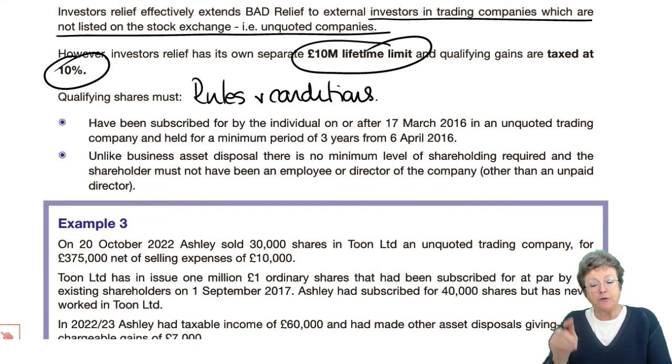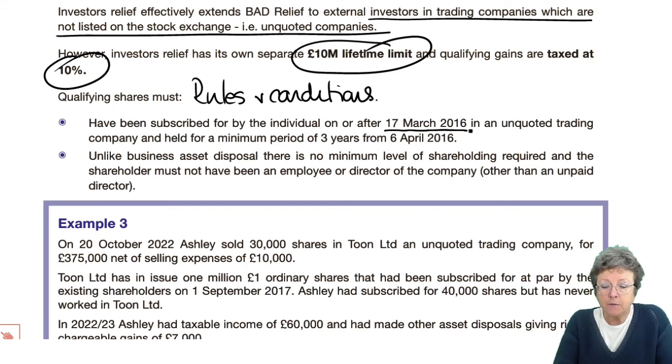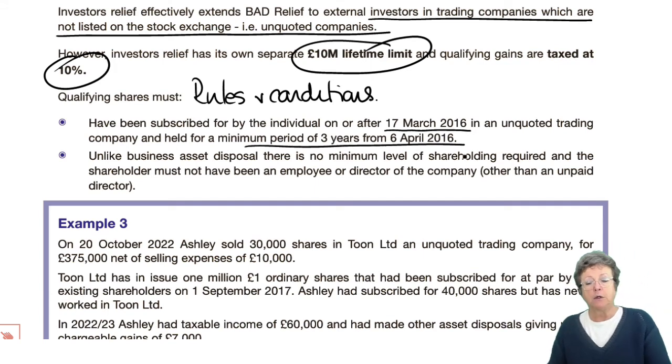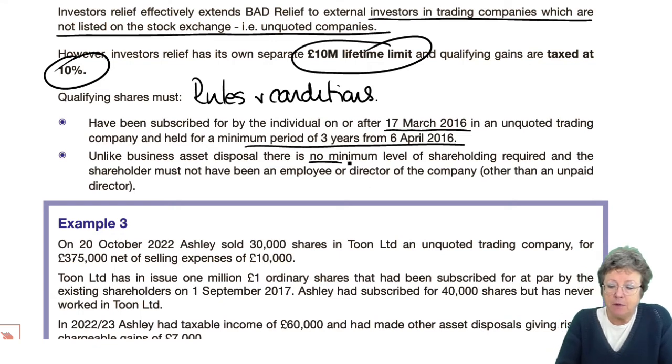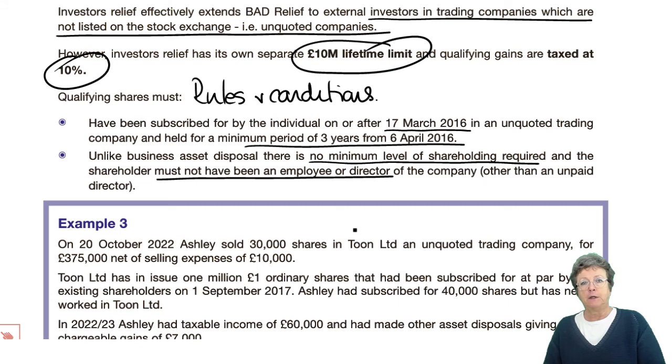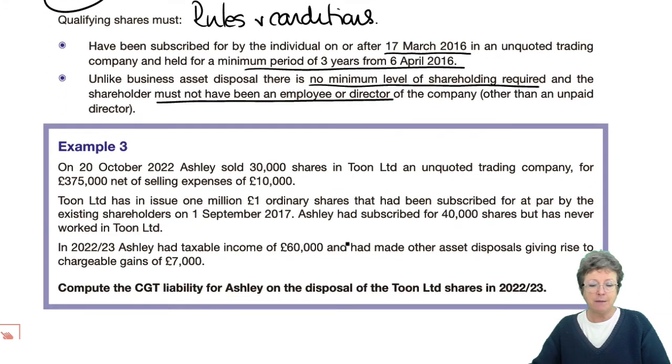The qualifying shares must have been subscribed for on or after that date and held for a minimum of 3 years from the 6th of April 2016. There is no minimum level of subscription required, and you must not have been an employee or a director. If you're an employee or a director, it doesn't count. It's basically about investing in a business. So we have example number 3 here.